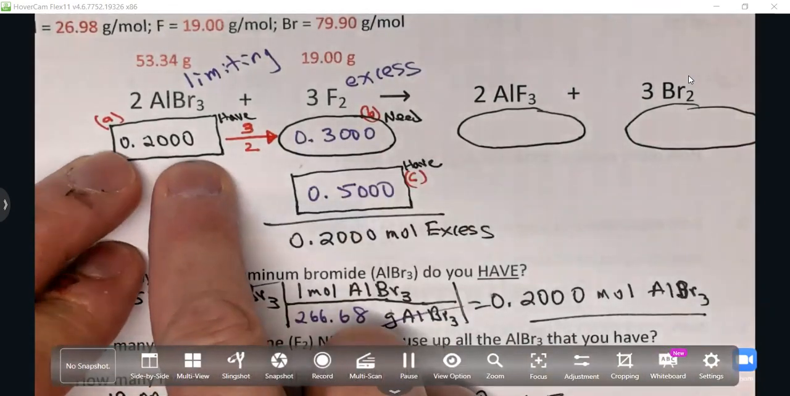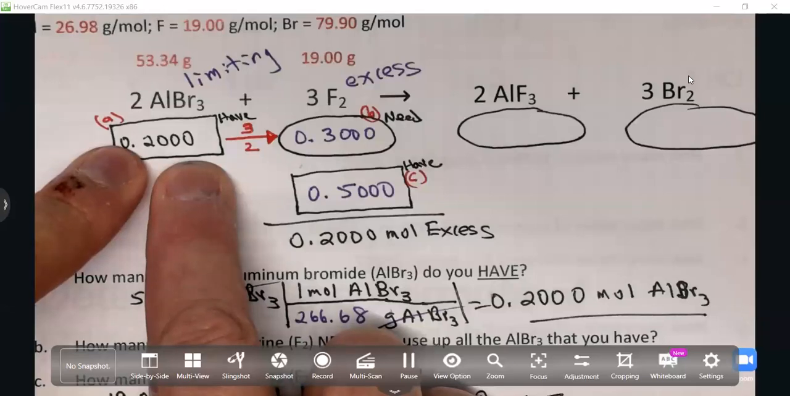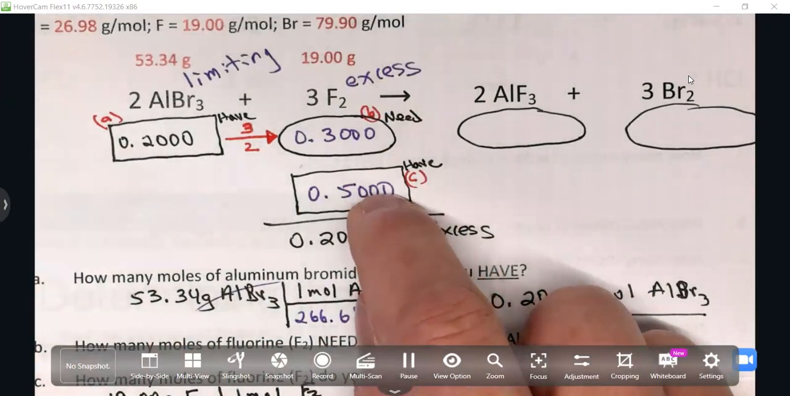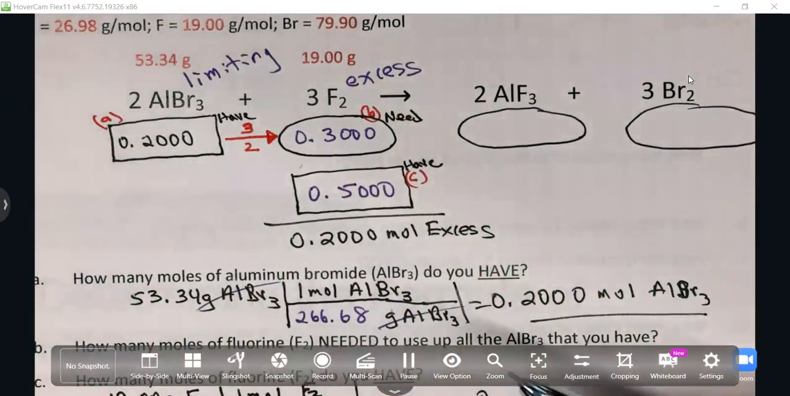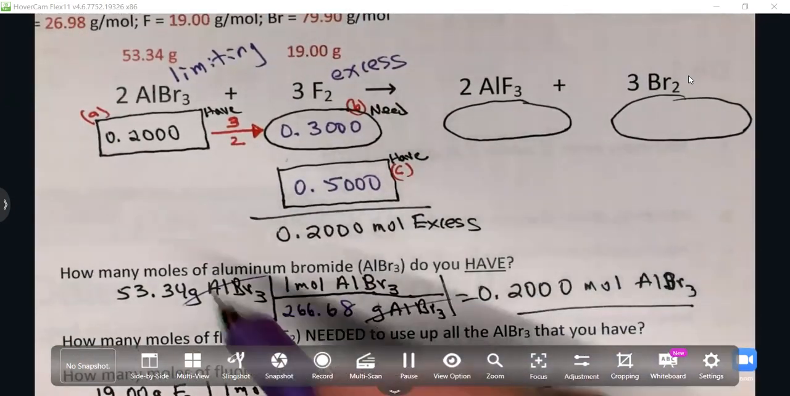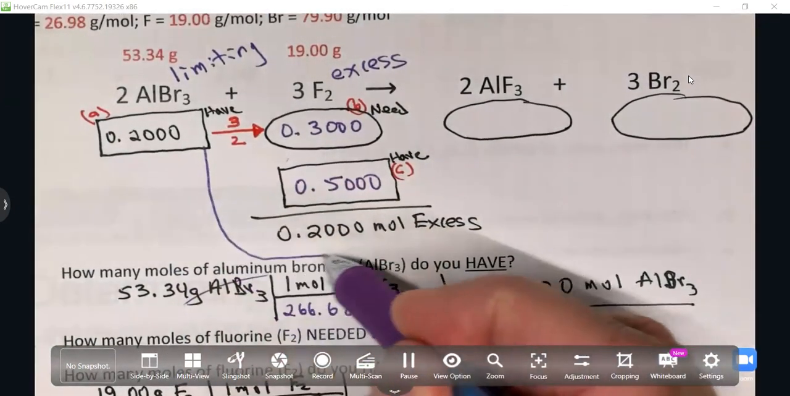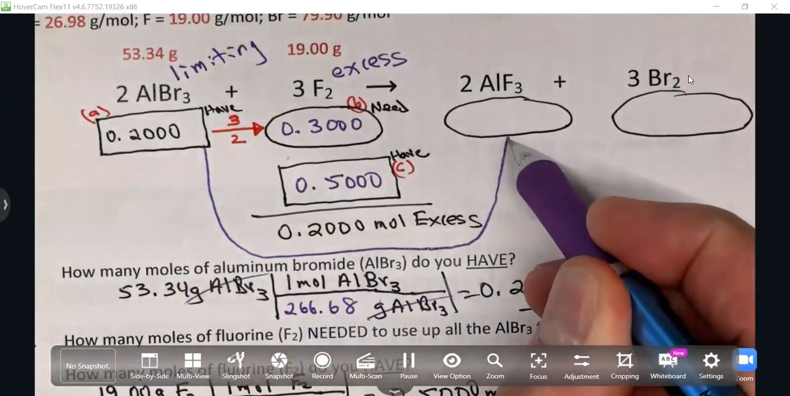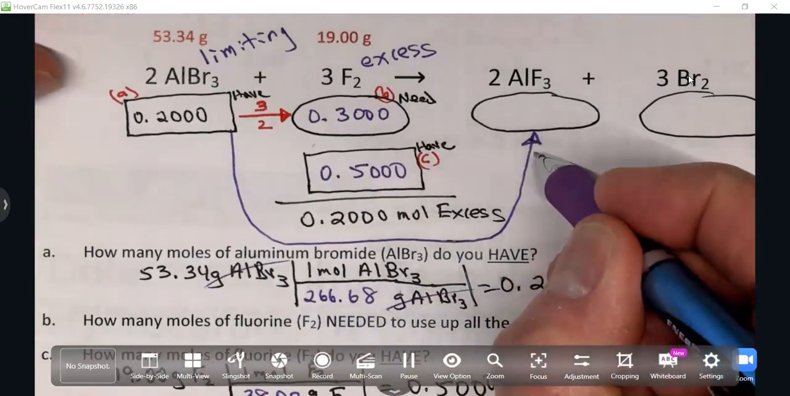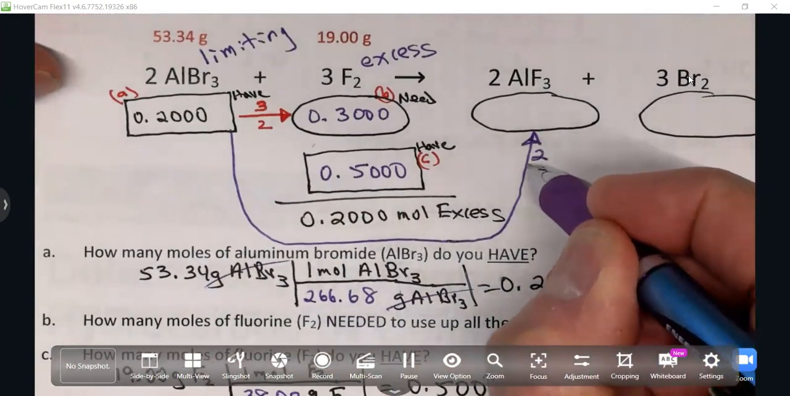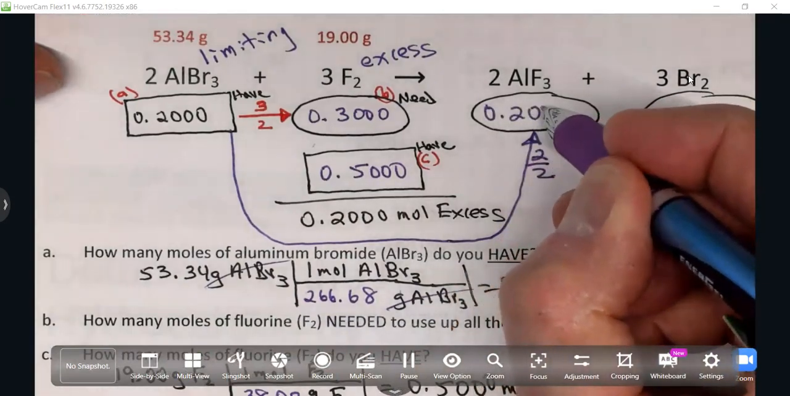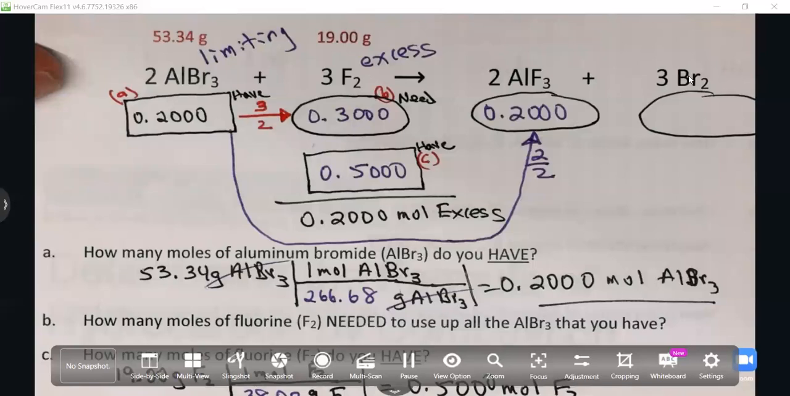And what we have of the limiting is this box. It's either going to be this box if it's limiting, or if this reactant's limiting, it would be this box, right? You always come off of what you have of the limiting. So it doesn't have to look pretty. I'm going to draw an arrow right here. And my mole factor fraction is, for this one, 2/2. So I'm going to produce 0.2000 moles of that.